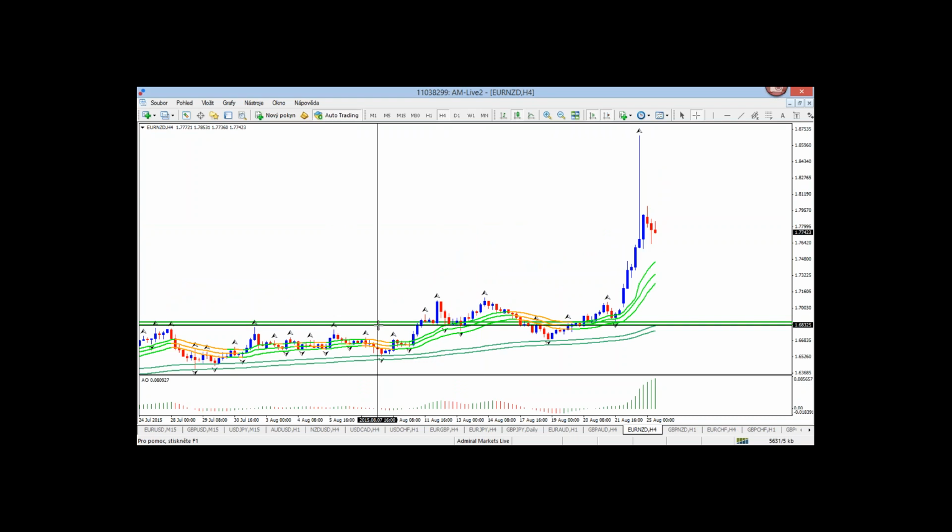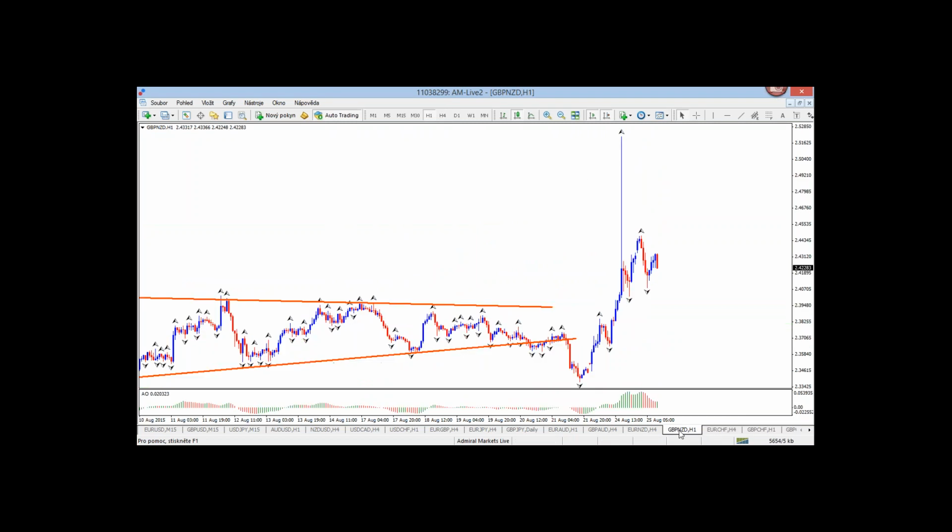Break above this resistance. The two green lines are actually resistance that became support, and almost 2,000 pips out of those 5,000 in really just a few days. Amazing. Pound New Zealand.